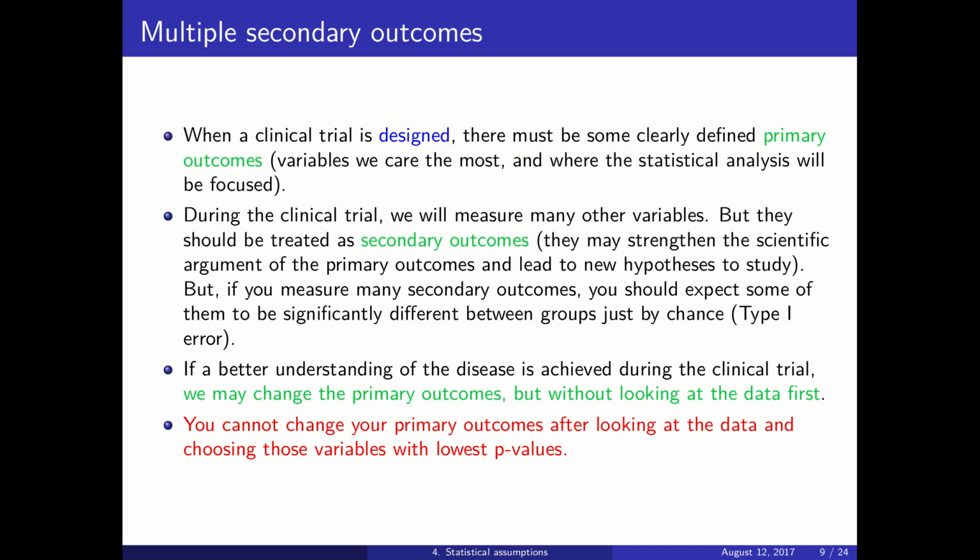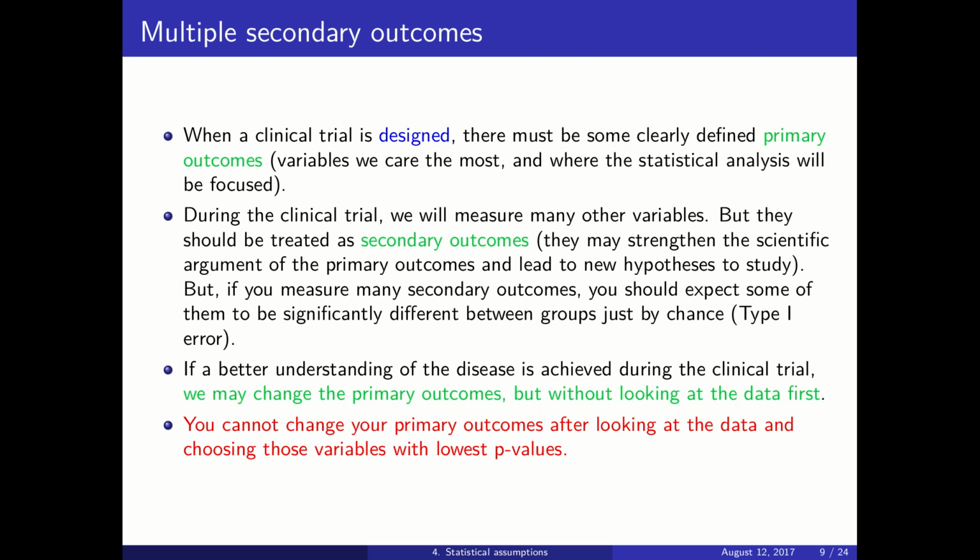But if you measure many secondary outcomes, you should expect that some of them are significantly different between different groups just by chance, because of this type 1 error, in which there is no real difference between the two groups, but just by chance you declare them to be significant because you were unlucky with your samples.